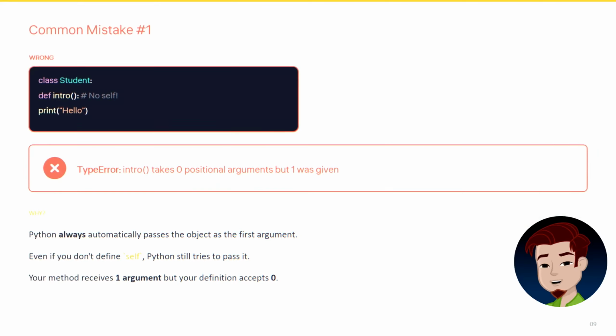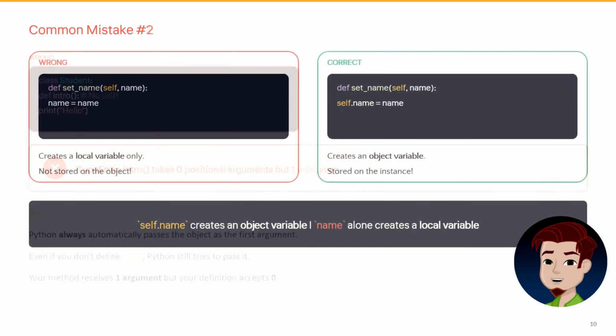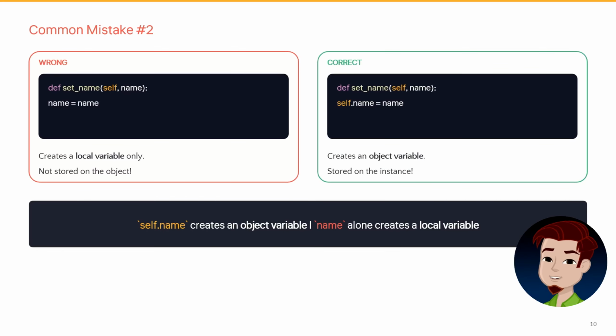Now let's see a very common beginner mistake. Class Student, def intro(), print hello. This gives an error: takes 0 positional arguments, but 1 was given, and beginners get super confused here. But now you know why this happens. Because Python automatically sends the object, but the method is not ready to receive it. That's why we write def intro(self).